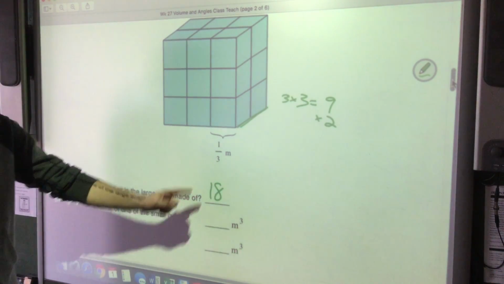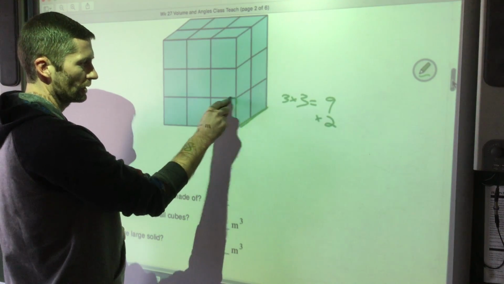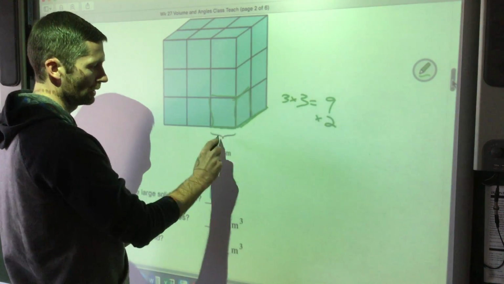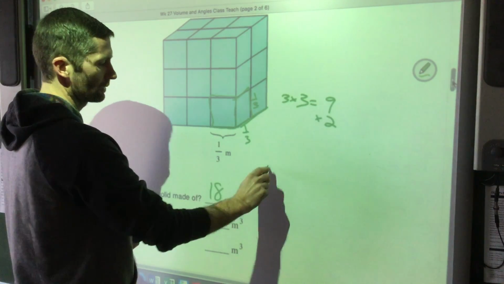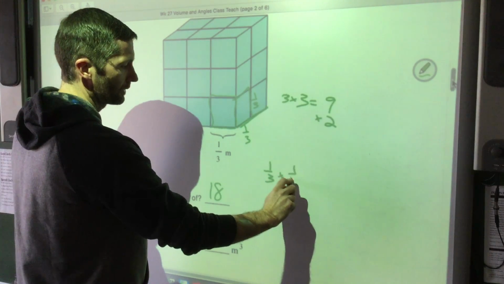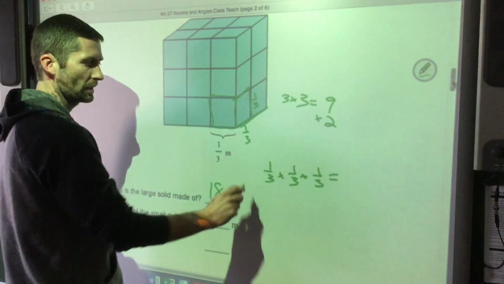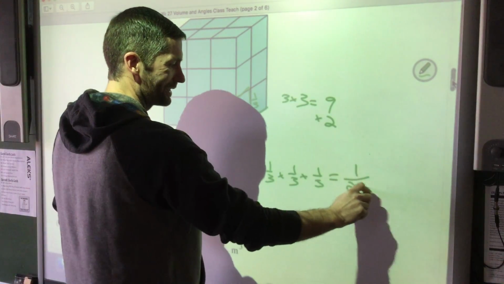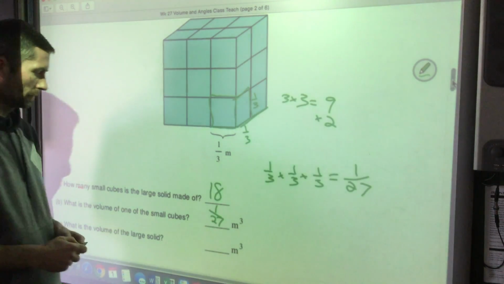What's the volume of one of the small cubes? Okay, so one small cube, we're just looking at one of these cubes. It's 1/3 by 1/3 by 1/3. So I gotta do 1/3 times 1/3 times 1/3. Length times width times height. So that's 1/27. It's not 1/3. It's 1/27 of a cubic meter.